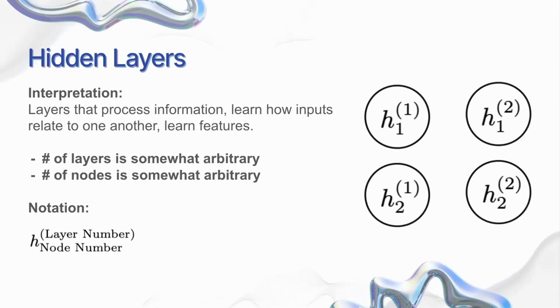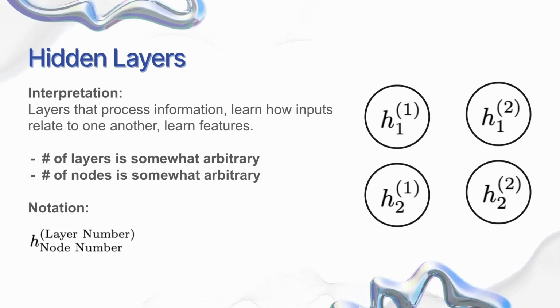Now we have our hidden layers. I think the best way to understand hidden layers is that they're the layers that process information. They learn how inputs are related to one another. It's where feature mapping occurs. They learn higher level features.